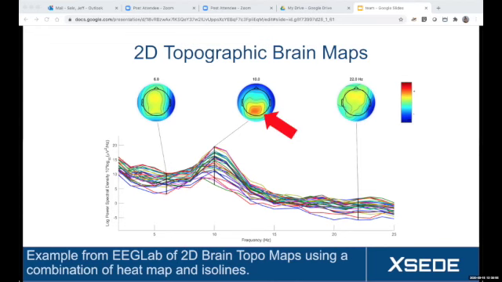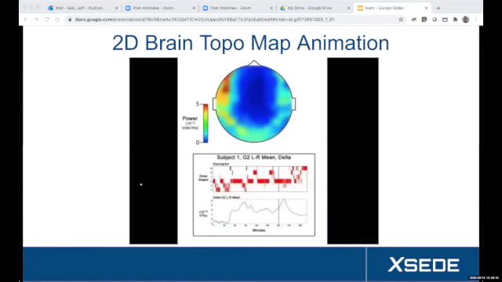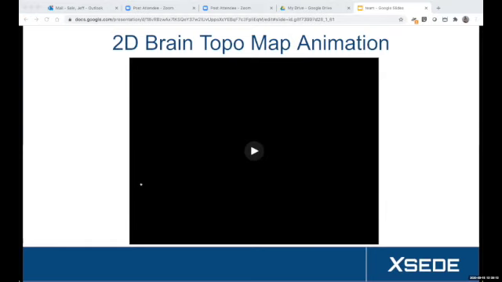And highlighted in the red arrow shows a red region in the back of the brain, or the occipital area, which probably corresponds to the classic 10 Hertz alpha activity, suggesting that the subject was probably relaxed with their eyes closed. Once again, this is not our data. That example was not from our data set.